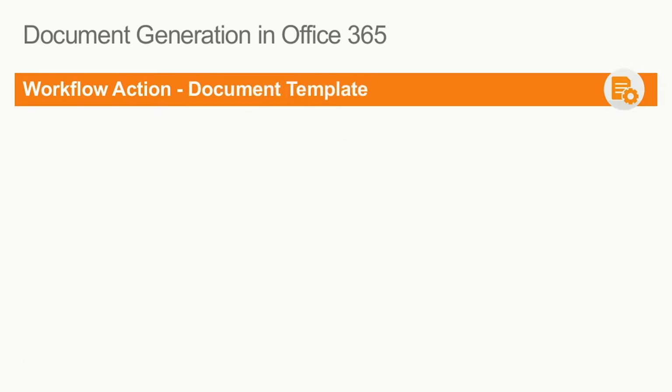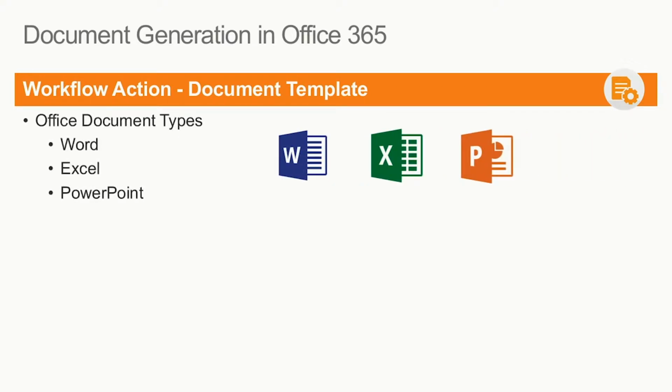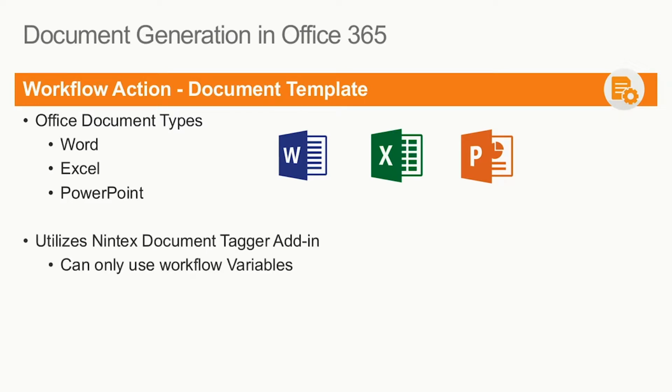So when we start looking at the template of the workflow action, the three different types that we can actually deal with right now are our main Office types: Word, Excel, and PowerPoint. The majority of generation activities that we end up seeing are going to be against Word documents. It's the first natural input into document generation, but keep in mind that those others are definitely available for you.